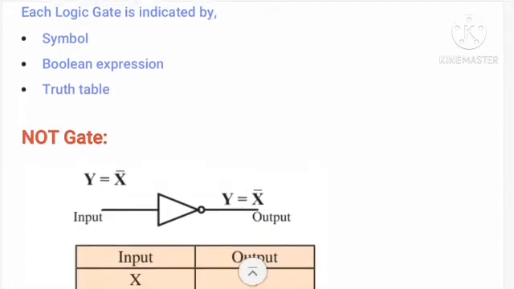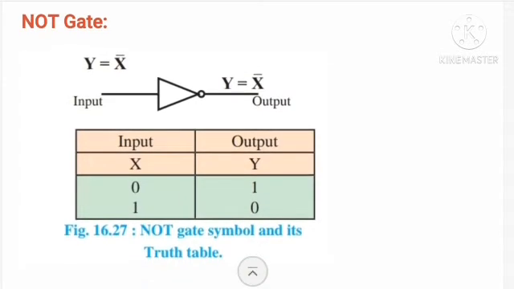Now we will start with the first type of logic gate, that is NOT gate. If we consider here, the symbol for NOT gate is given in this diagram. One triangle followed by a small circle shows the symbol for NOT gate. The Boolean expression of NOT gate is y is equal to x bar. Here x denotes the input while x bar is the output for a particular input.